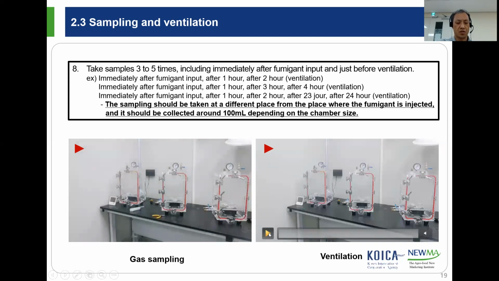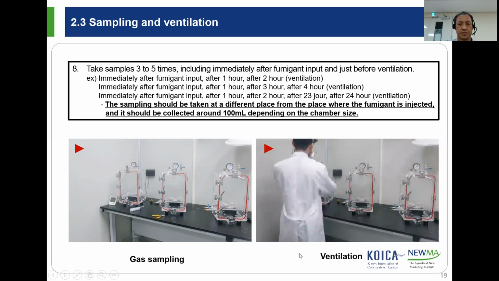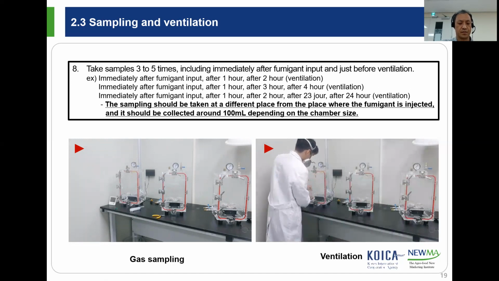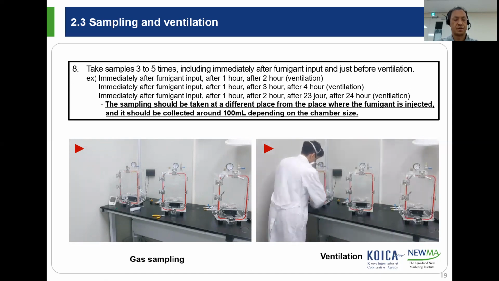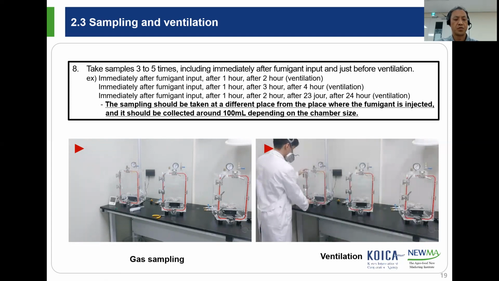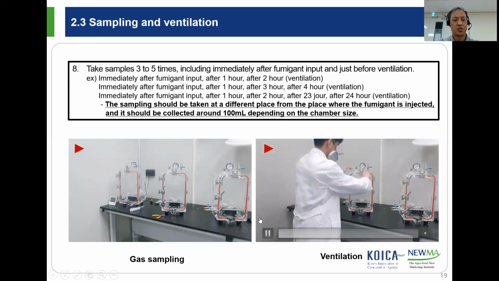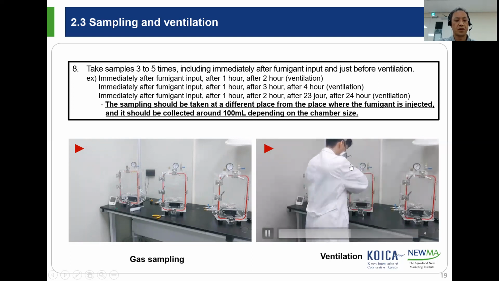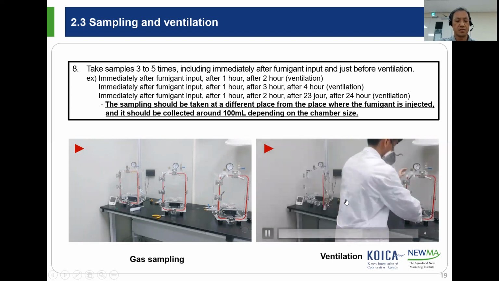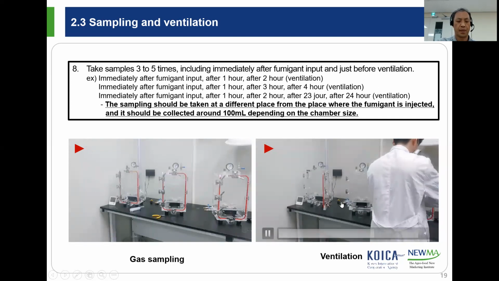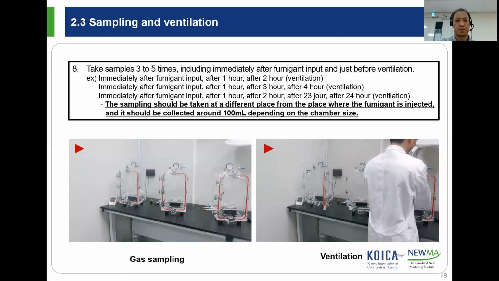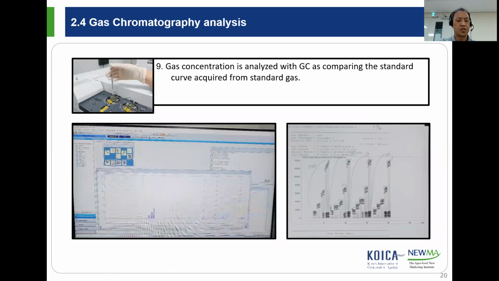And then when you finish the fumigation, ventilation is needed. Open the fumigation chamber, and then they adjust the gas. Be sure to wear a gas mask when adjusting, like this, every time. Gas concentration is analyzed with GC, comparing with the standard curve acquired from standard gases.